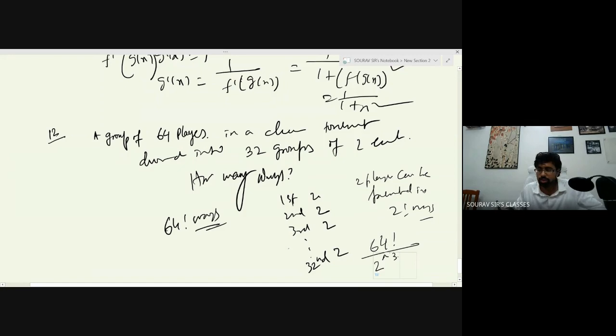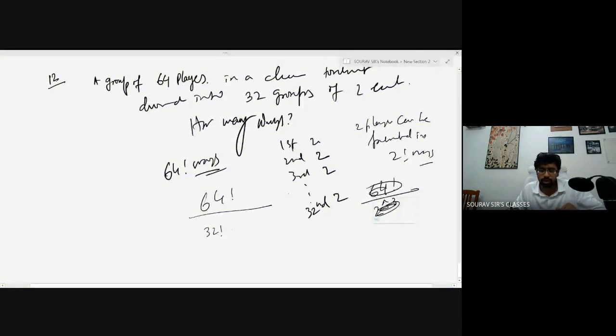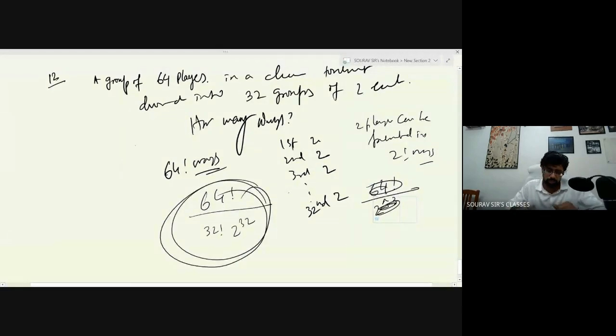Okay, so here let me just write it. 64 factorial, over 32 factorial and 2 to the power 32. These are the total possible ways.